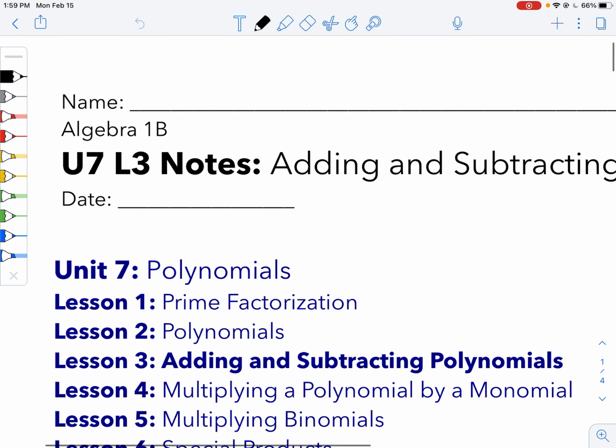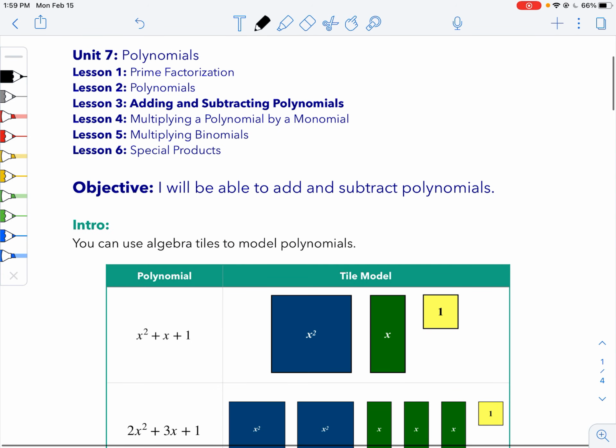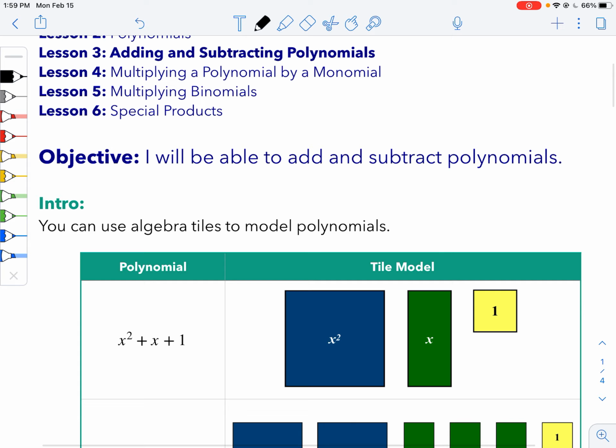Hi guys, welcome to your Unit 7 Lesson 3 notes on adding and subtracting polynomials. By the end of the day, you'll be able to add and subtract polynomials.